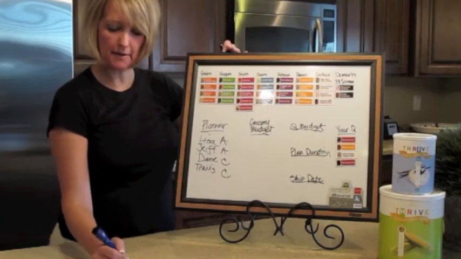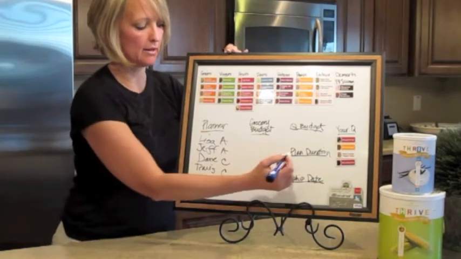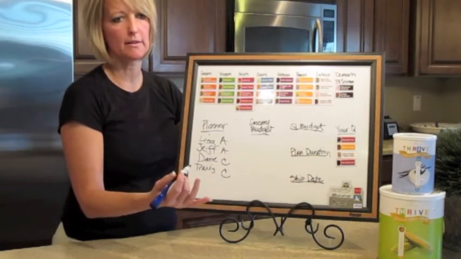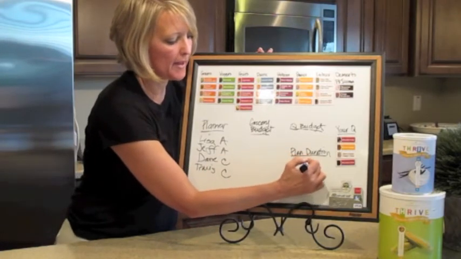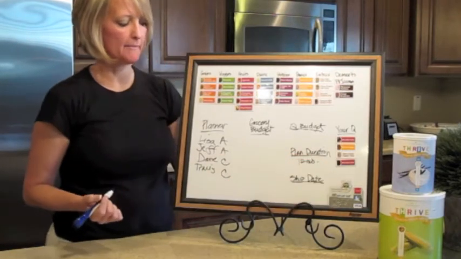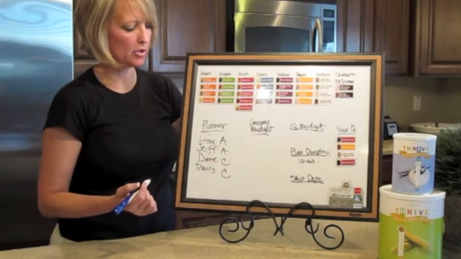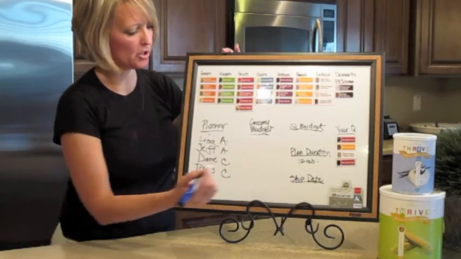Now, the first thing that the planner needs to know is your plan duration. Your plan duration just means how long do I want my food supply to last. I put 12 months in mine. If you want to go 24 months, that's great, but 12 months is what I usually suggest. The next thing we need to know is your monthly budget.